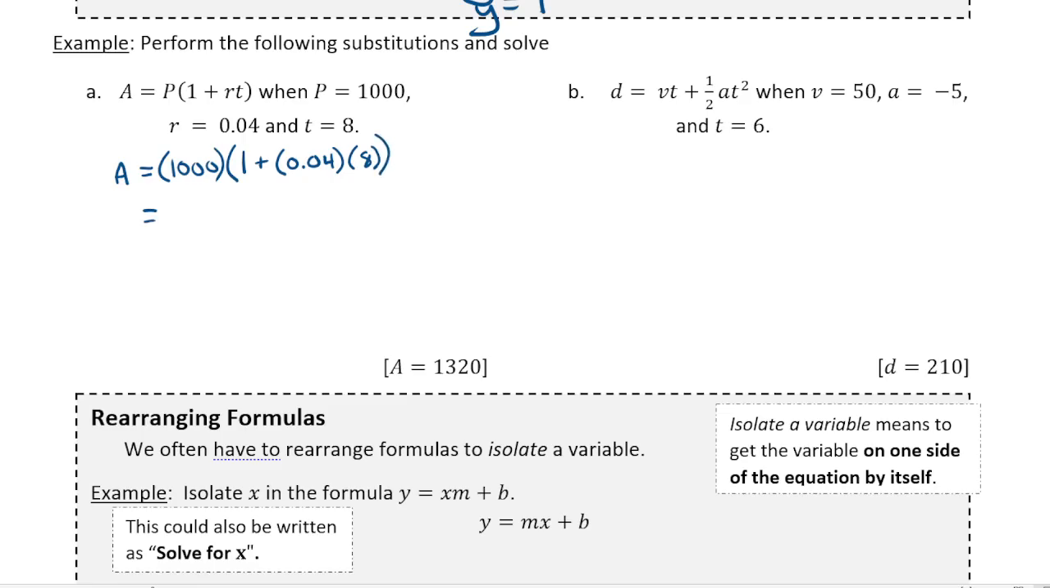So we have to use BEDMAS. Brackets first, and in the brackets, multiplication happens before addition. Those BEDMAS skills coming back. So the 1000 will mind its own business, the 1 will mind its own business, because all I'm doing is this part here, 0.04 times 8, 0.32.